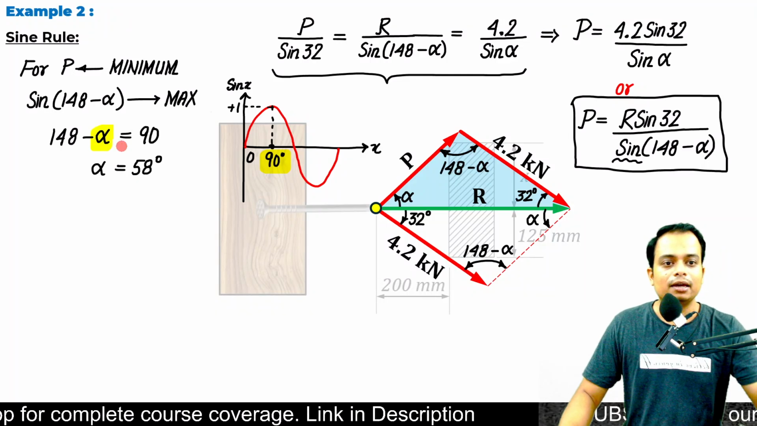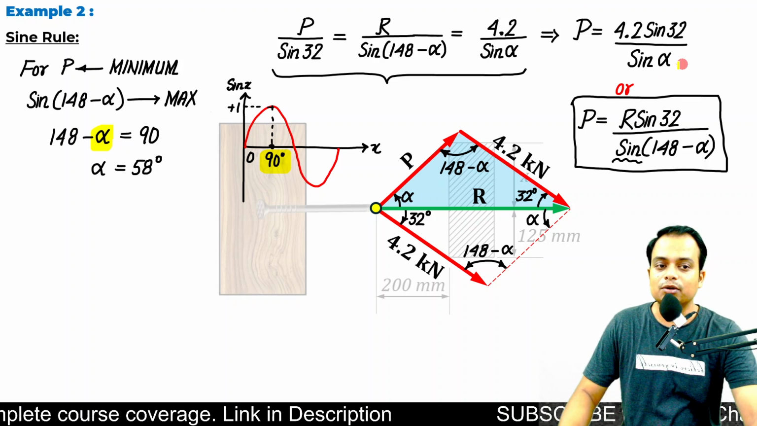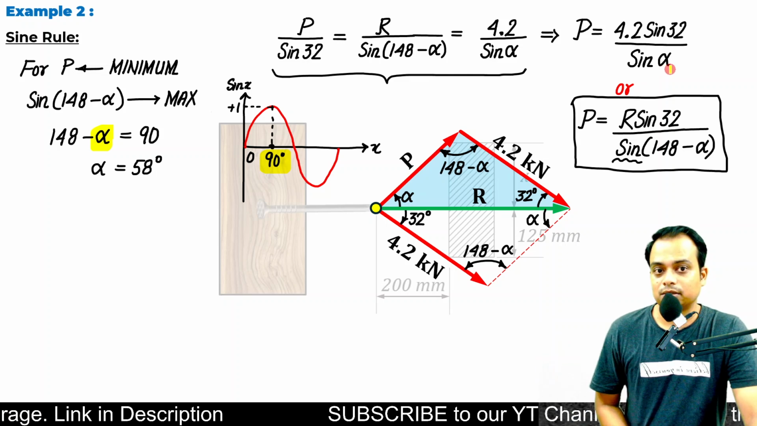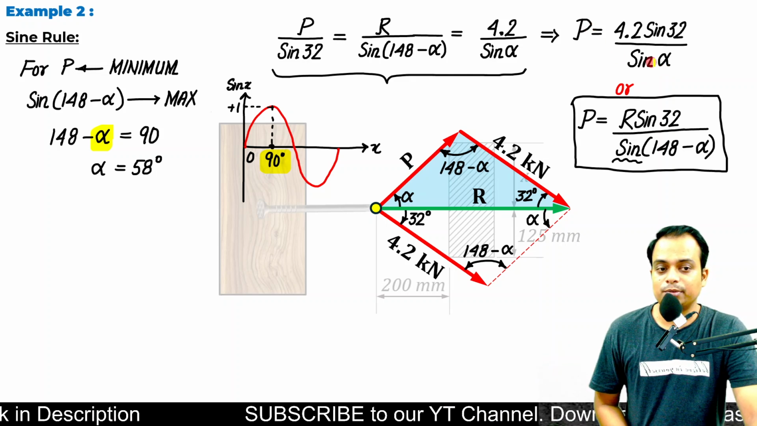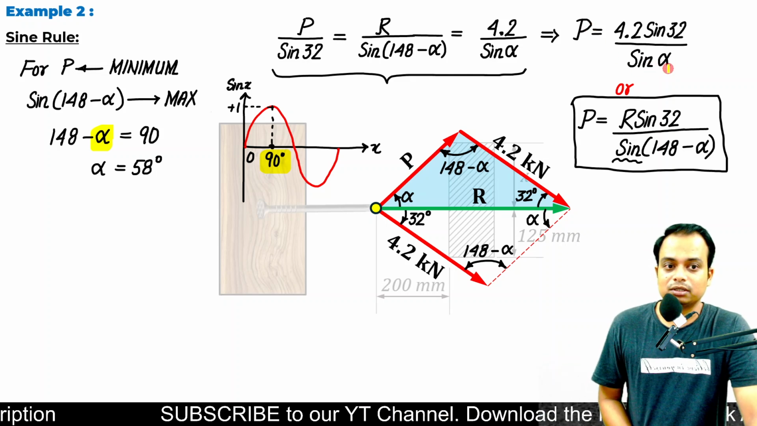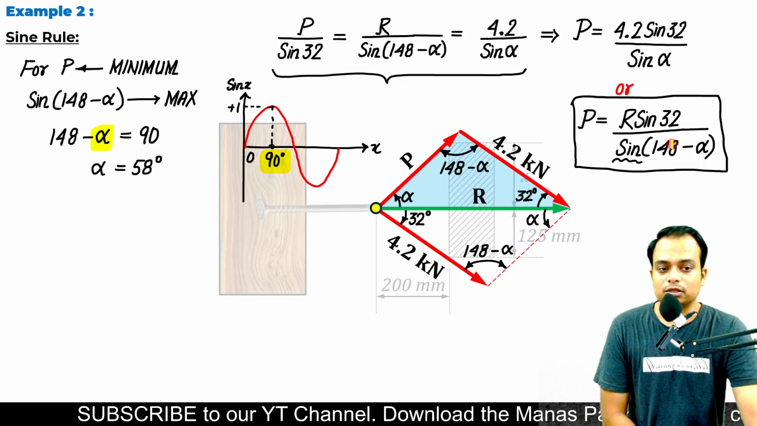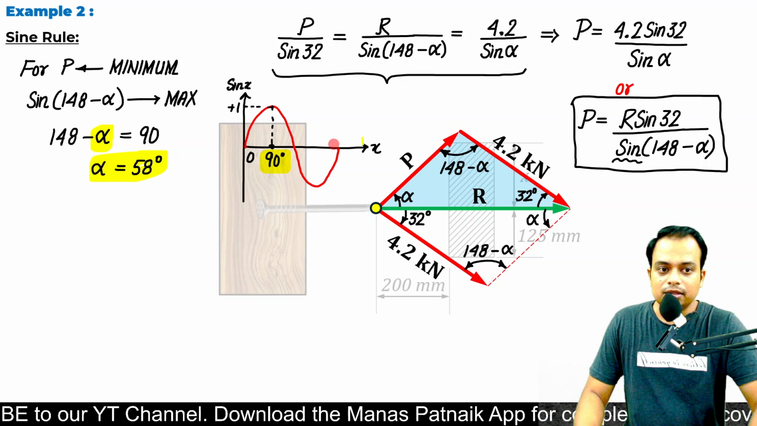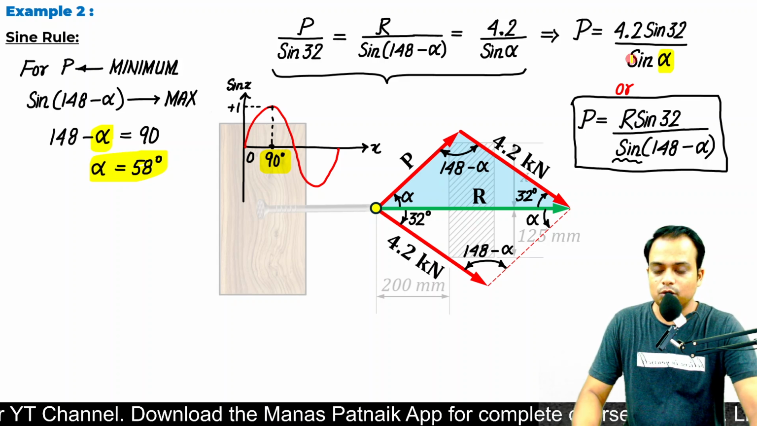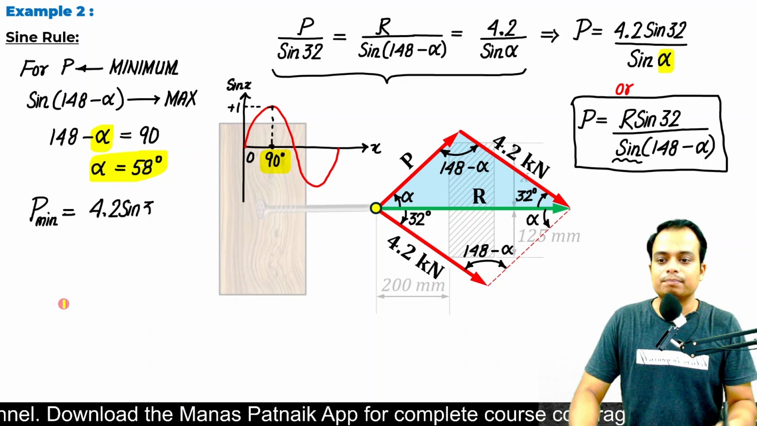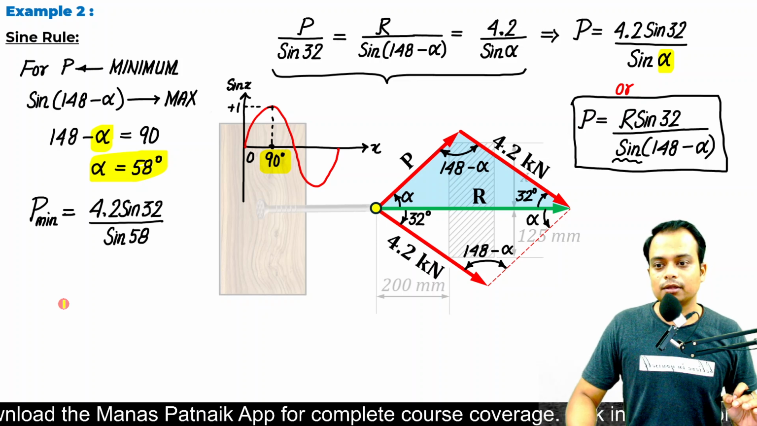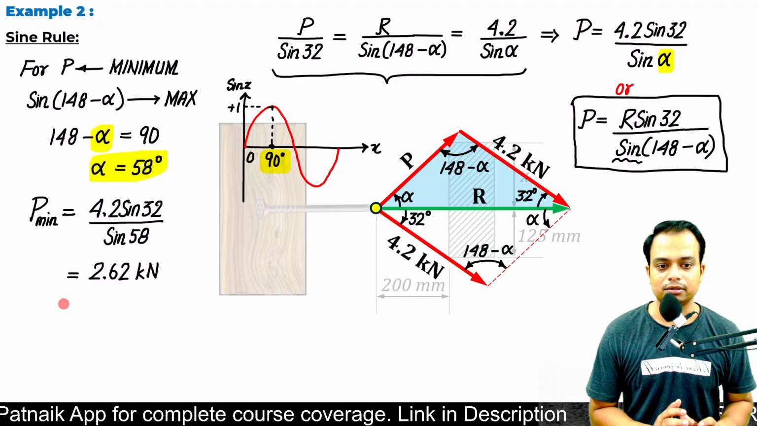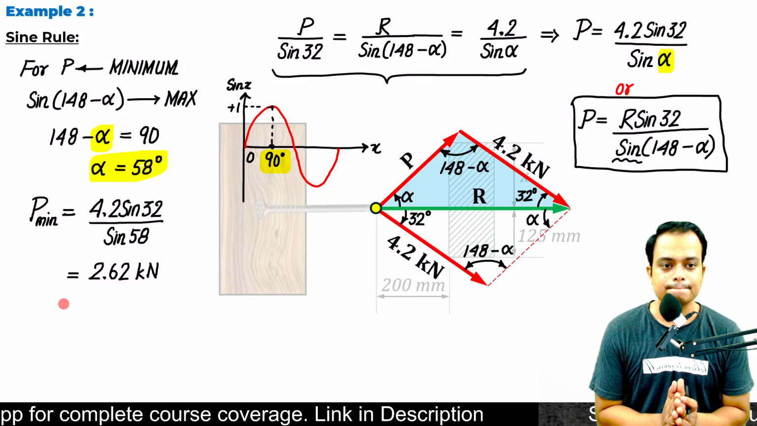Done. I did not start with this expression because making this denominator maximum makes absolutely no sense. For this to be minimum, this has to be maximum. Makes no sense. Anyway, you don't worry about this. You start with this expression. Now you have got the value of alpha as 58. This 58 value has to be plugged in over here to get the minimum value of P. Let us do it. The value which we've obtained is equal to 2.62 kilonewtons. Everything is in kilonewtons. So far so good.